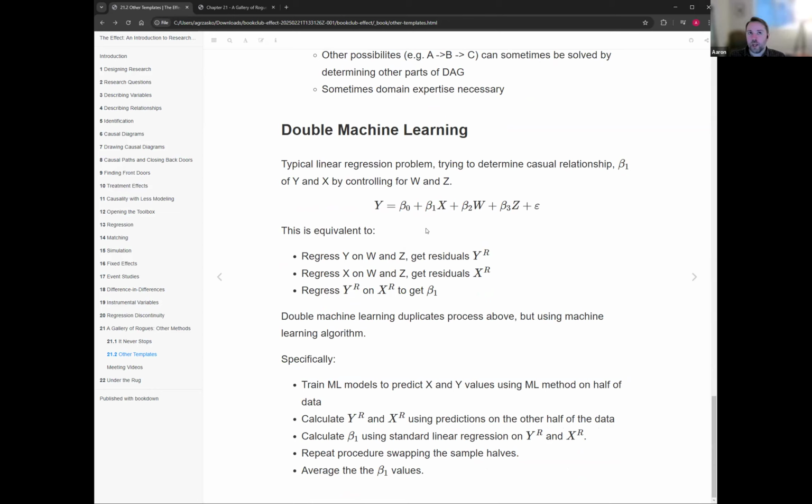But that's not always going to work, right? Because we know that relationships are more complex in the real world. There are interactions, non-linearities, and we've gone into the various techniques you can do to make an OLS regression more complex, but that doesn't always get the job done.